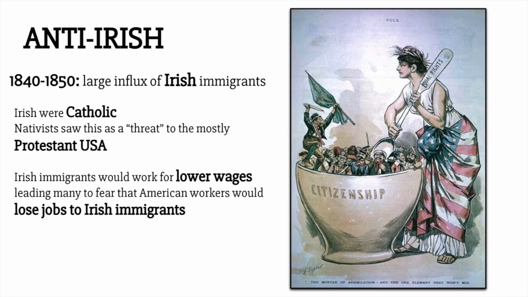So let's take a look at a couple of groups and talk a little bit about some of these anti-immigrant attitudes that we see, specifically here towards the Irish. There'll be a very strong anti-Irish sentiment developing in the United States between the 1840s and 50s as a large influx of Irish immigrants come to the United States. As Catholics, that was definitely seen as a threat to a mostly Protestant United States of America.